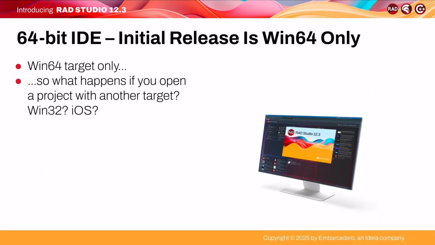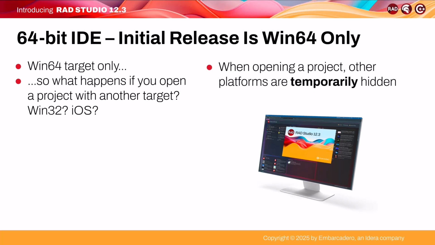You might wonder, what does it mean by targeting only Win64? What if you have a project that has other platforms in it, like macOS or even Windows 32? Well, it's fine. When you open a project in the 64-bit IDE, those platforms are hidden, but when you open the same project back in the 32-bit IDE later, they'll be visible again. I think this is easier to explain with a diagram and screenshots.